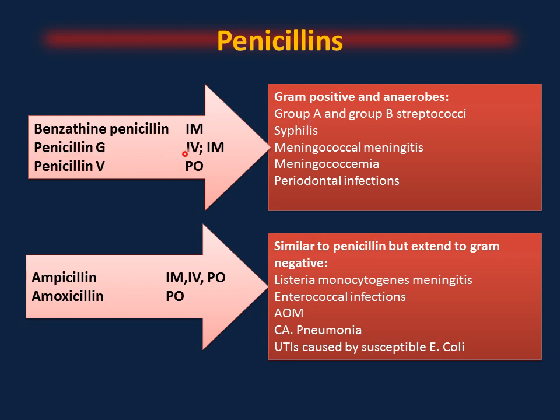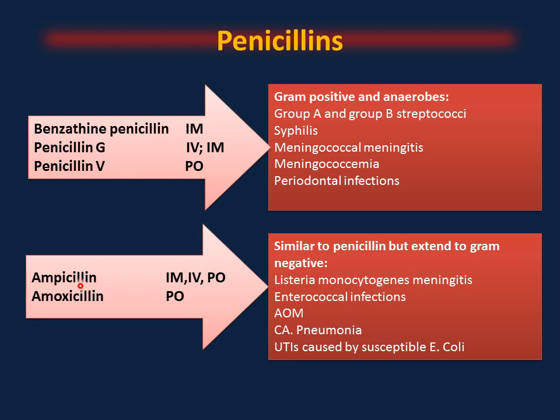Penicillin G is commonly used in the hospital in IV form, and covers syphilis, meningococcal meningitis, and very sick patients with meningococcemia. Penicillin V is an excellent medicine, the drug of choice for treatment of throat infection with group A beta hemolytic streptococci. It can be given twice or 3 times a day for 10 days. Also, dentists use it all the time because it has excellent coverage for oral anaerobes for dental infection and dental abscesses. The second group is ampicillin or amoxicillin. Ampicillin is IM, IV, or PO, so it can be used in the hospital in IV form.